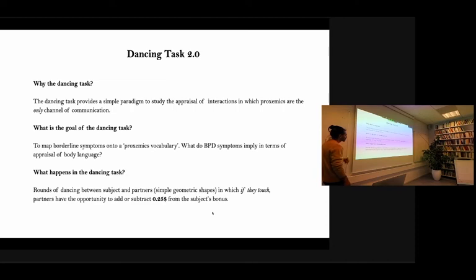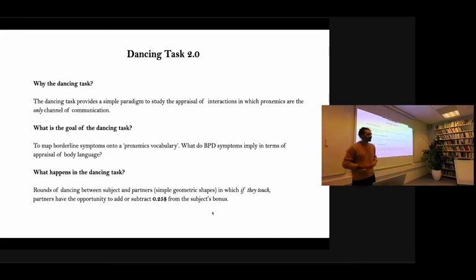And what happens in the dancing task is you have rounds of dancing between subject and partners, which are simple geometric shapes, like I said, in which if they touch, partners have the opportunity to add or subtract a certain amount, $0.25, from the subject's bonus. For me, this was the simplest embodiment of what it means to trust someone. Touching someone indicates closeness, but it really is an act of trust in this task, because if you touch the other shape, you allow them to give or take away from you. So you could get a positive interaction and they give you something, or they can take away from you.